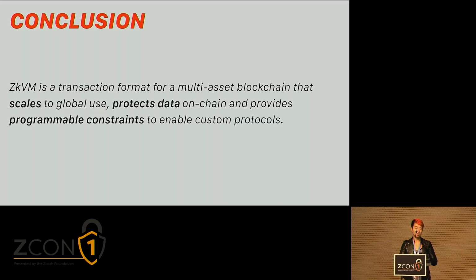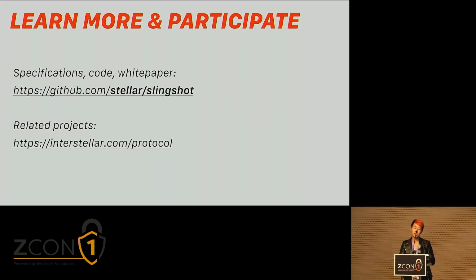So in conclusion, ZKVM is something we've been working on for a long time, and we've actually been building the entire stack from the base up, and it allows for a multi-asset blockchain that scales, protects data on-chain, and provides programmable constraints so you can have custom protocols. This is a project that is open source. It's available under the Stellar repo on GitHub, and there's a lot of work that's gone into both ZKVM directly and into previous work, such as Chain's work with TXVM prior, and all of that can be seen at the related projects URL here under Interstellar.